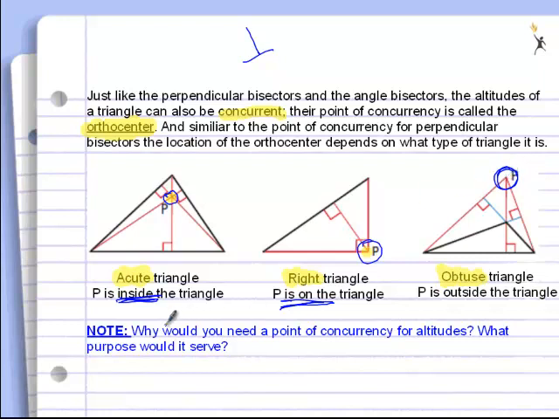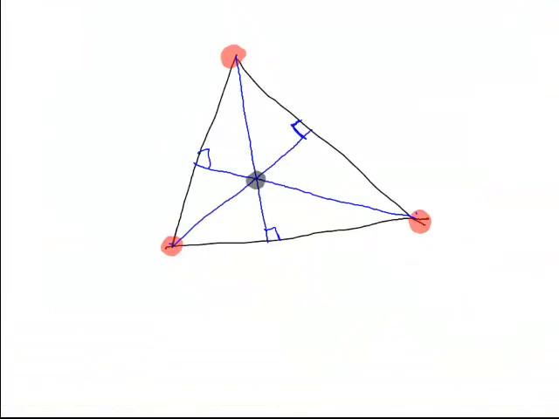Now, here's a quick question. Why would you need a point of concurrency for altitudes? What purpose would this serve? And the answer to that is in construction. Those points, or that point, is so strong when you're dealing with construction. Let me show you something.